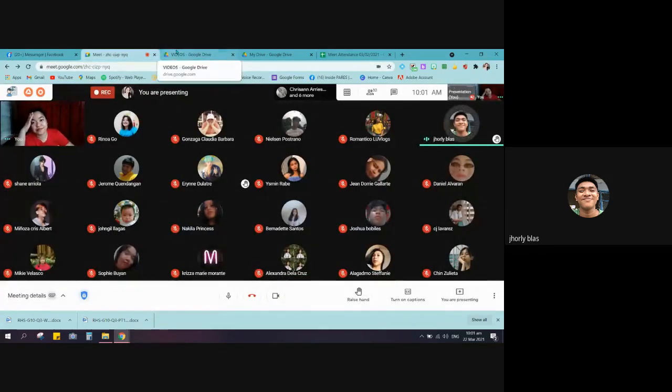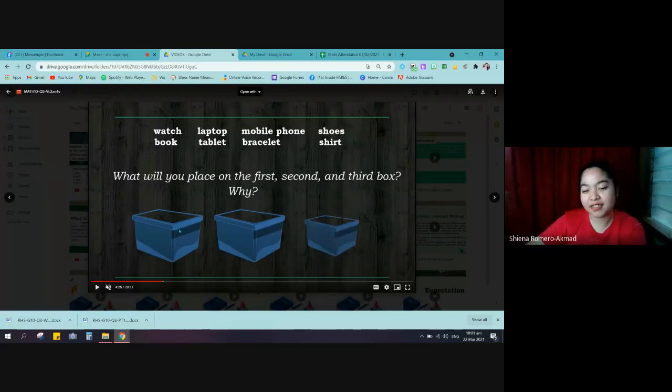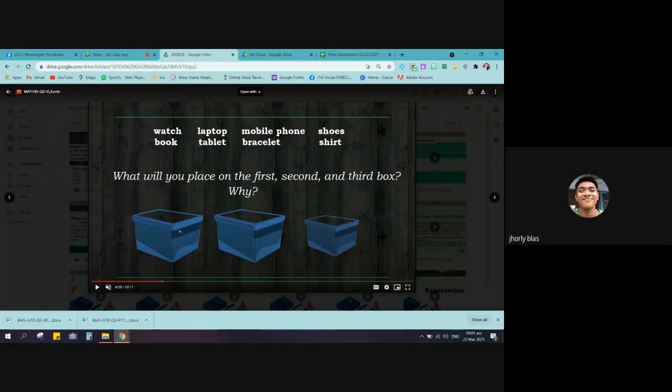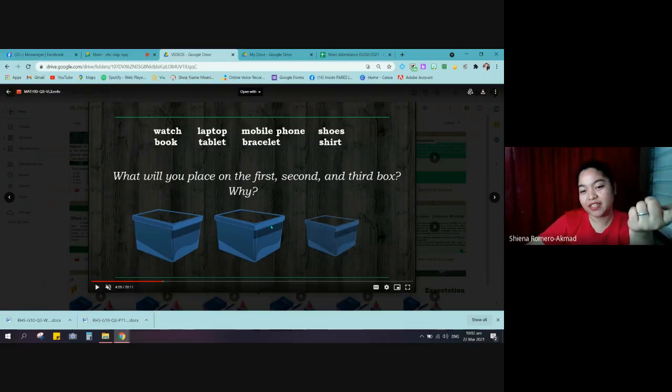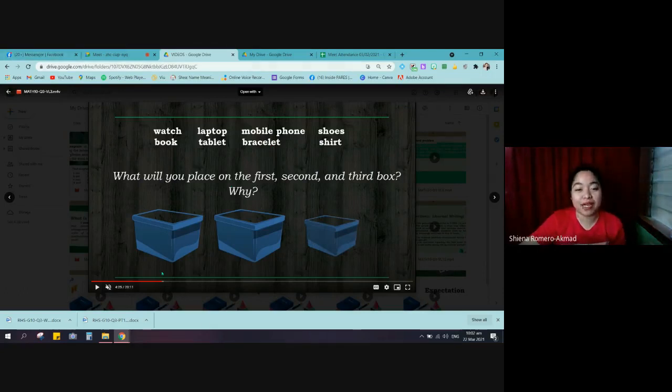Pipiliin ko po, tablet, tapos shirt, tapos shoes po. Yun lang po. Shoes. Ayan. Ulitin, ano yung una? Tablet po. Tablet, shirt, tsaka shoes. So, yun yung mga choices nyo, of course, iba-iba because of your priorities and kung alin dyan yung meron kayo.